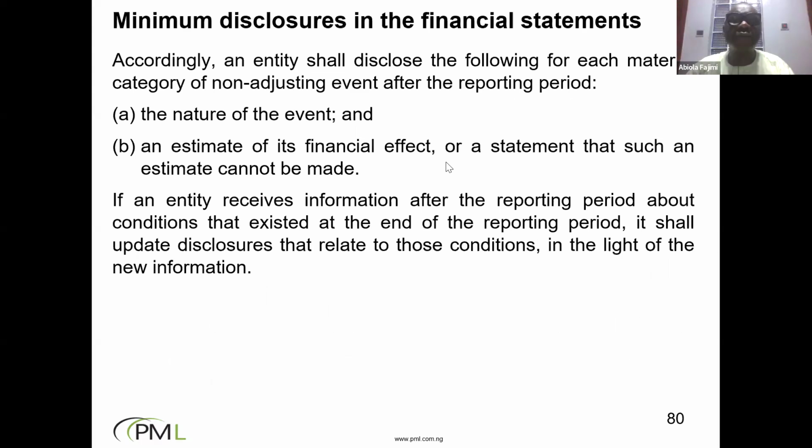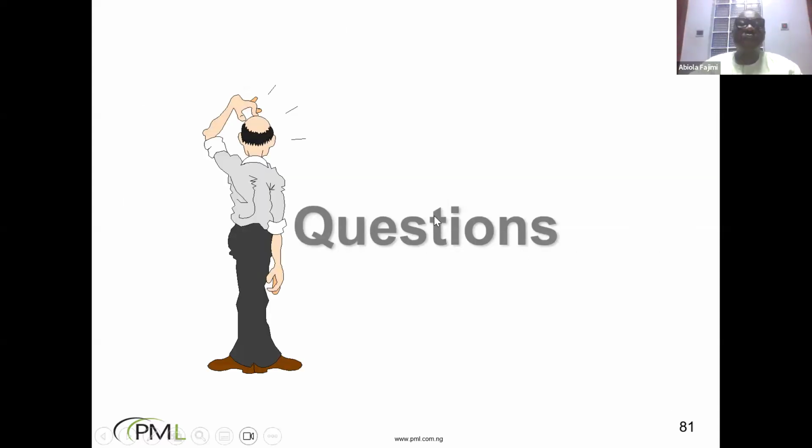This is very important because from time to time, we will run into some debates on this kind of thing. At a minimum, you need to disclose the following for each category of non-adjusting event after the reporting date: the nature of the event, and an estimate of the financial effect, or a statement that such an estimate cannot be made. So we are supposed to disclose information about any non-adjusting events that we have and estimate the potential impact on the financial statements. If you cannot measure it, you need to state so in the financial statements. That's basically events after reporting.